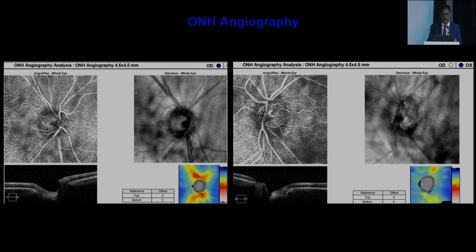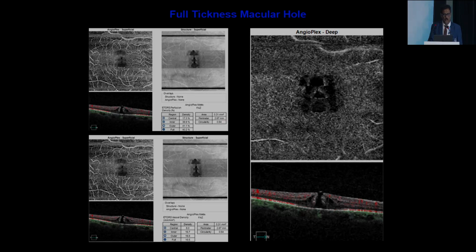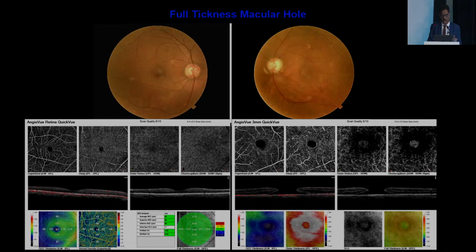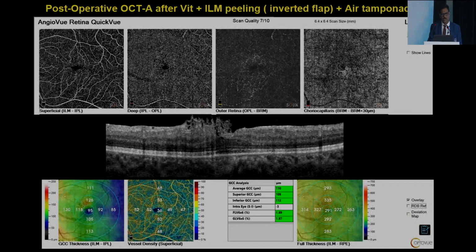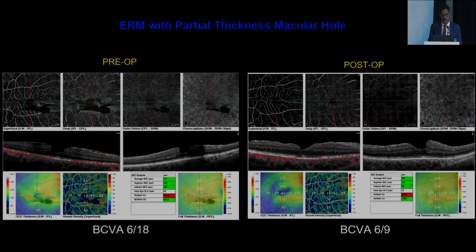Sometimes OCT angiography is very much beneficial, as in doing OCT for the optic disc. You can get a lot of information about the optic disc, from the central retinal artery diameter also. Coming to the full thickness macular hole, you can get the flow void area and the hole defect, and you can get the decreased vessel density because of the lack of vascular structure in the center of the fovea. And after surgery, slowly the vessel density improves when you do the OCT angiography. And for epiretinal membrane also, pre-op and post-op, after surgery, you can do the OCT angiography to justify your technique.